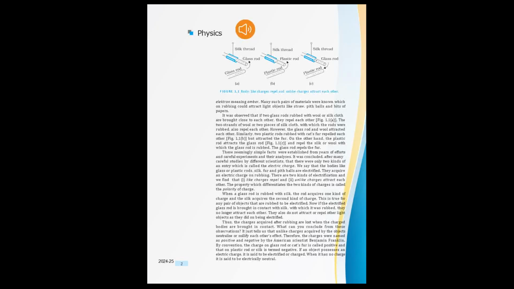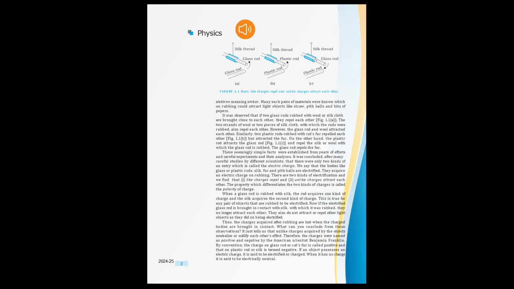The two strands of wool or two pieces of silk cloth with which the rods were rubbed also repel each other. However, the glass rod and wool attracted each other. Similarly, two plastic rods rubbed with cat's fur repelled each other, but attracted the fur. On the other hand, the plastic rod attracts the glass rod and repels the silk or wool with which the glass rod is rubbed. The glass rod repels the fur.